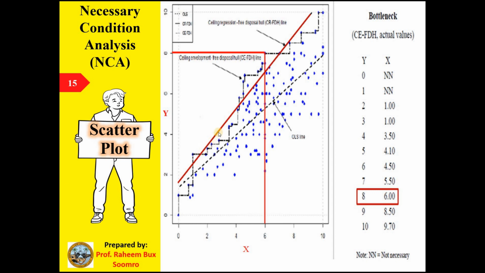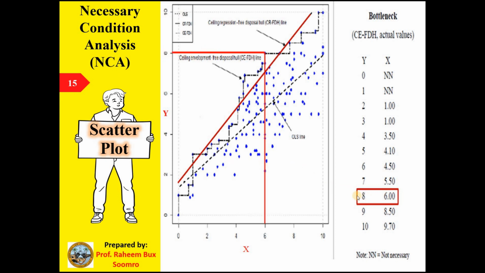And you are looking here, this is a red line. This is the CR-FDH, a regression line. So this is our Y, this is our X. So here this is a bottleneck. So here is the CE-FDH. Now if you want to have the Y of 8, then at least the X should be 6. If your X is 6, then at least the Y value should be 8. So in this way you can meet.